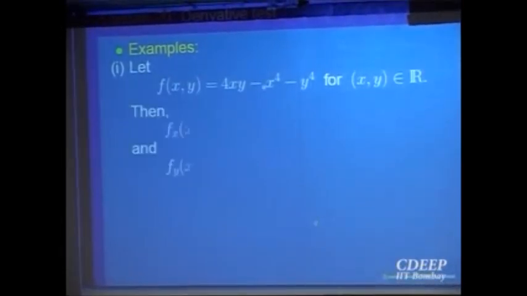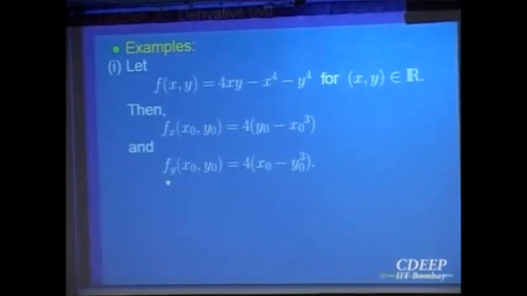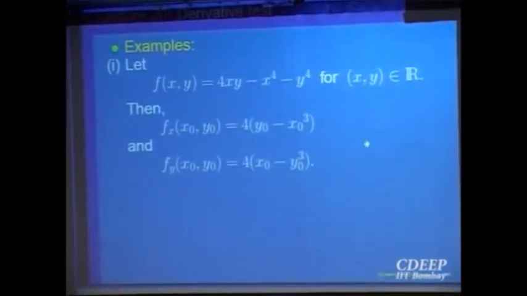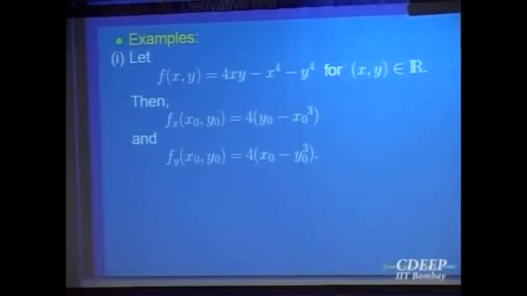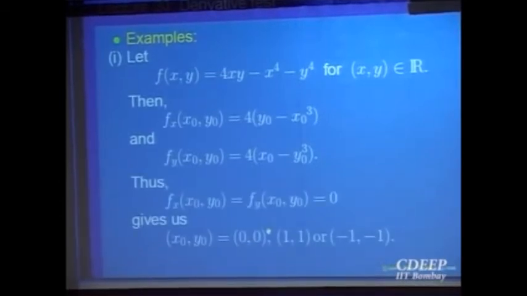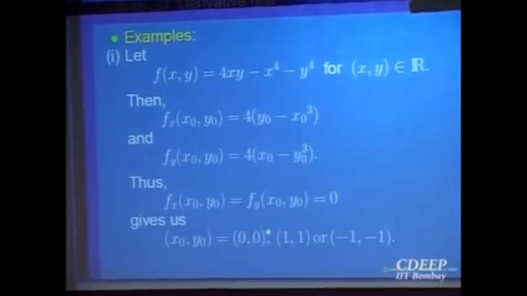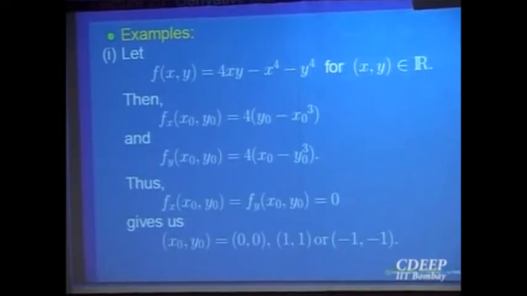Find the first partial derivative with respect to x, that is this. The first partial derivative with respect to y, that is this. Put them equal to 0 and solve; both simultaneous equations must be equal to 0. That gives you the points (0,0), (1,1) and (-1,-1). So three points are there.